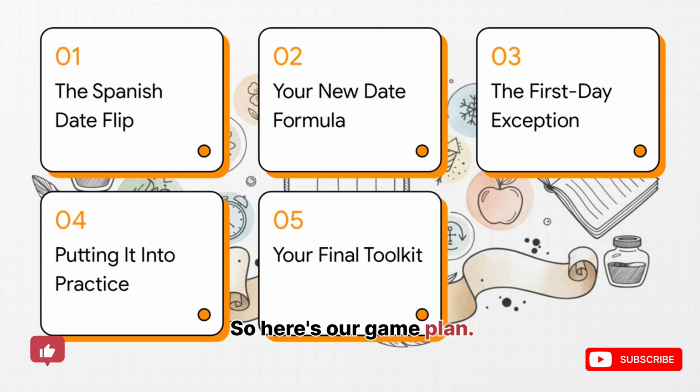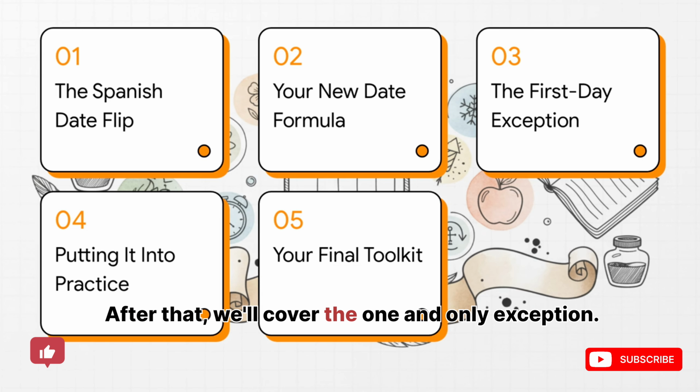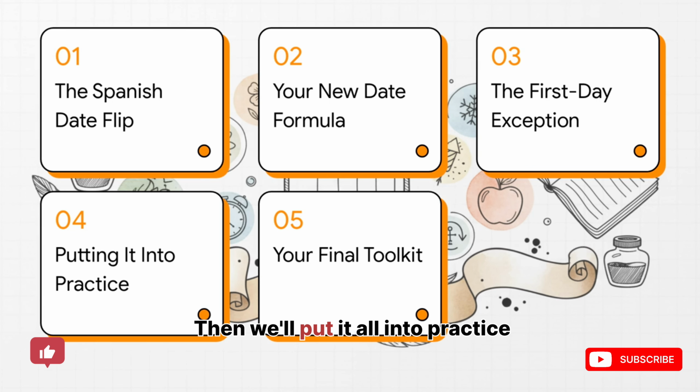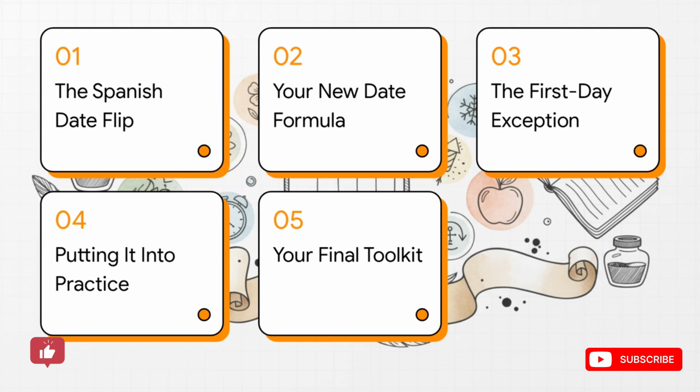So here's our game plan. We're going to start with the one big difference. Then we'll build a totally foolproof formula. After that, we'll cover the one and only exception. Then we'll put it all into practice before we wrap everything up with a handy little toolkit. You ready? Let's do this.